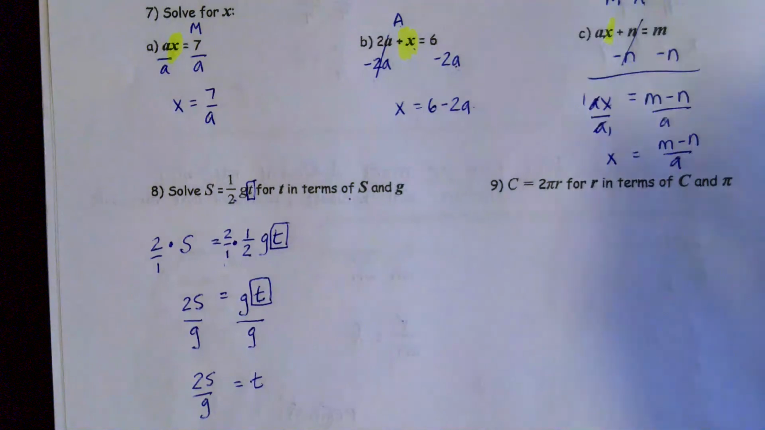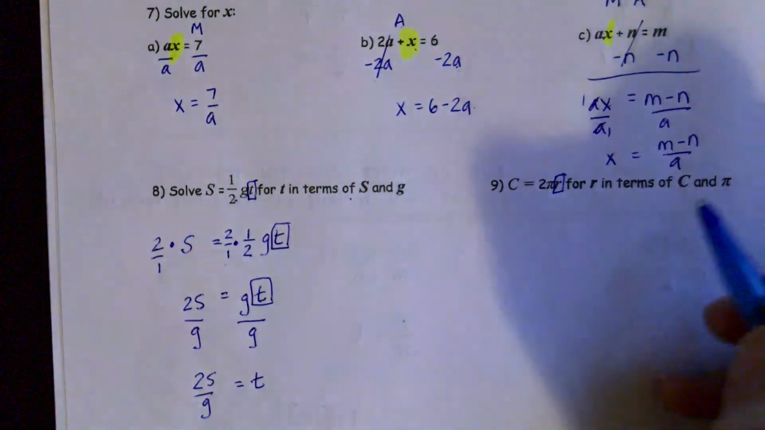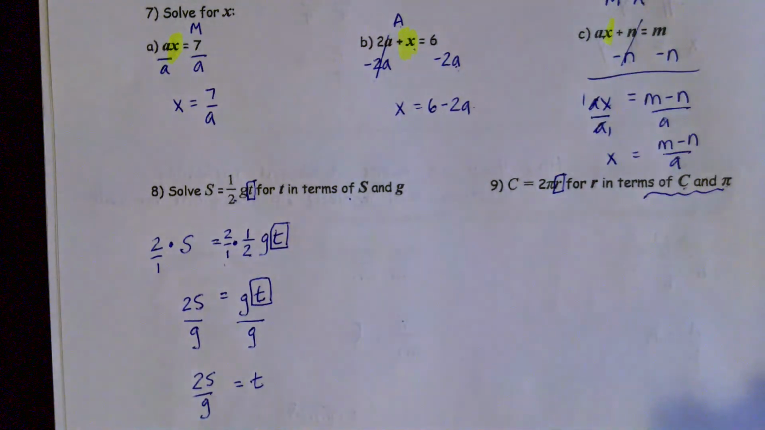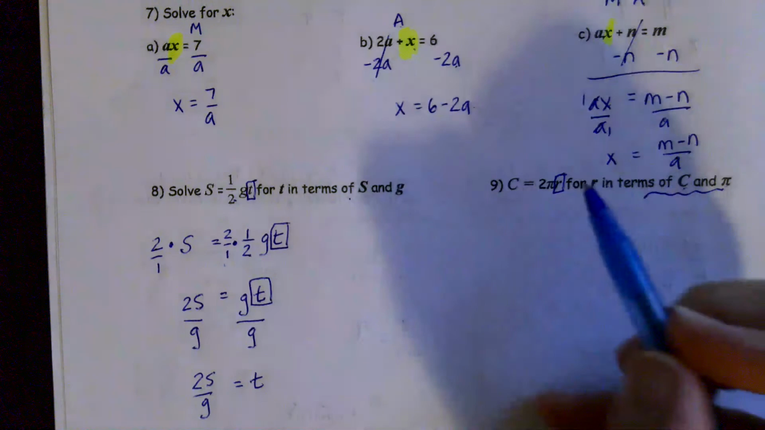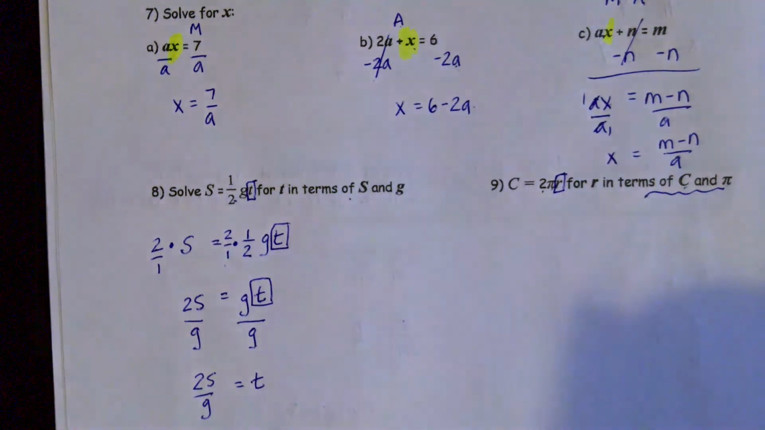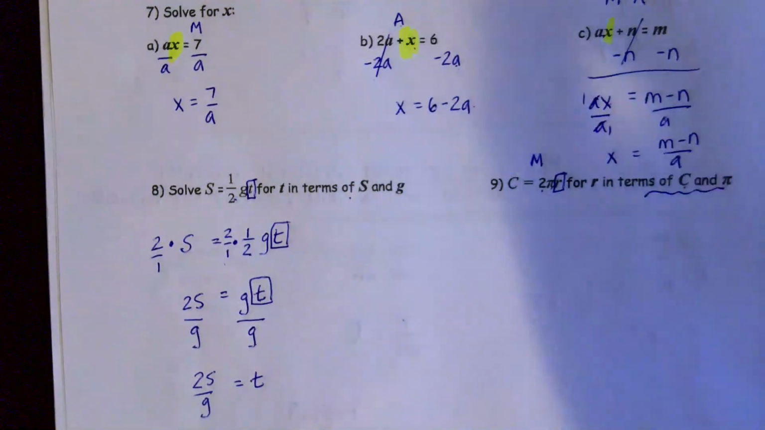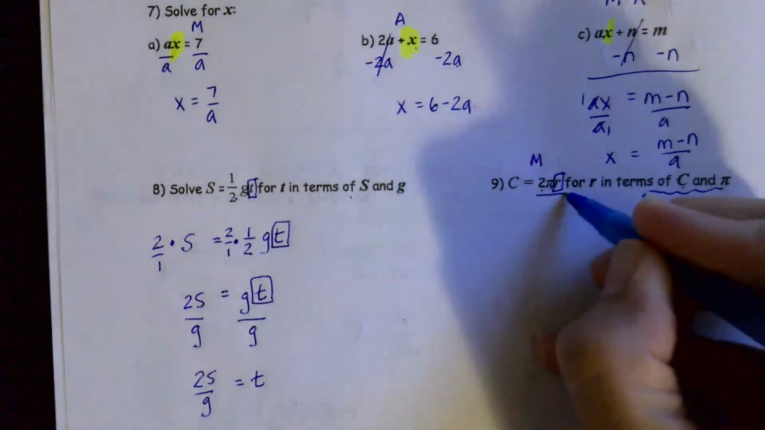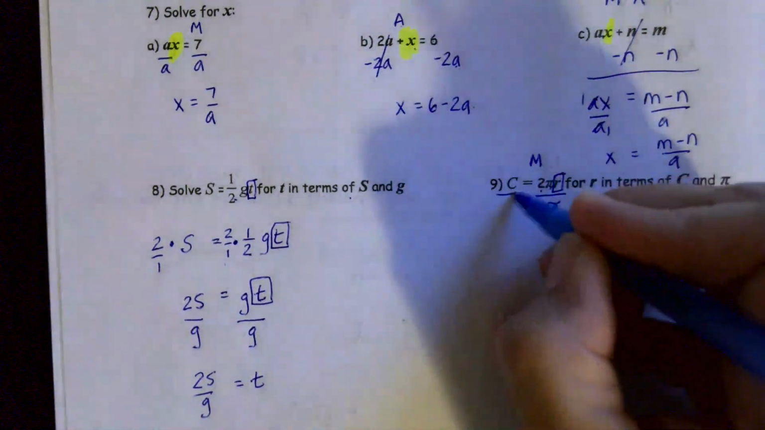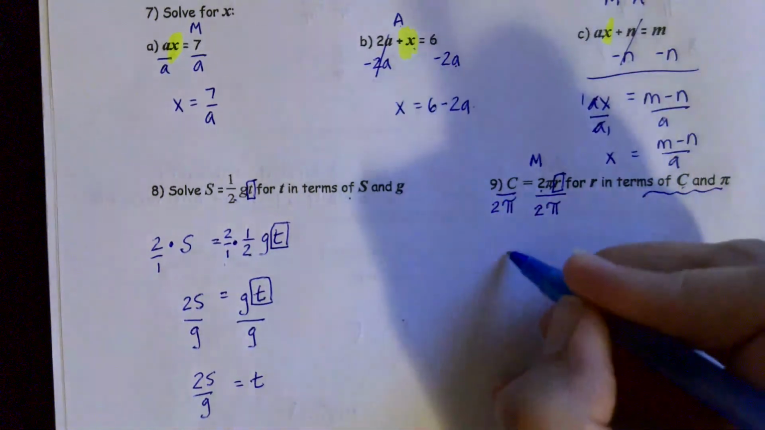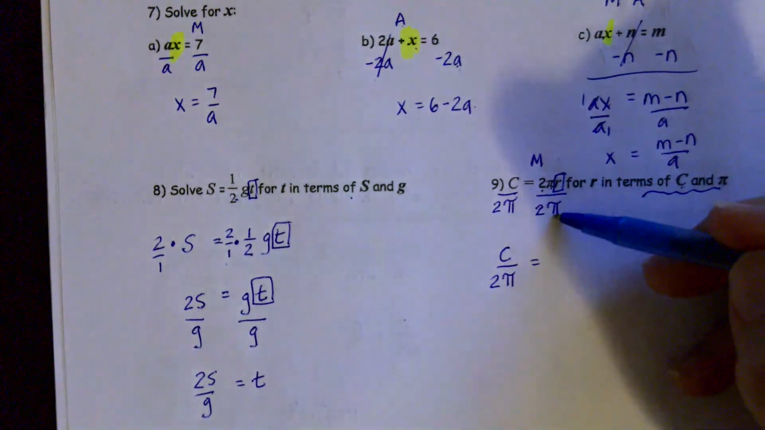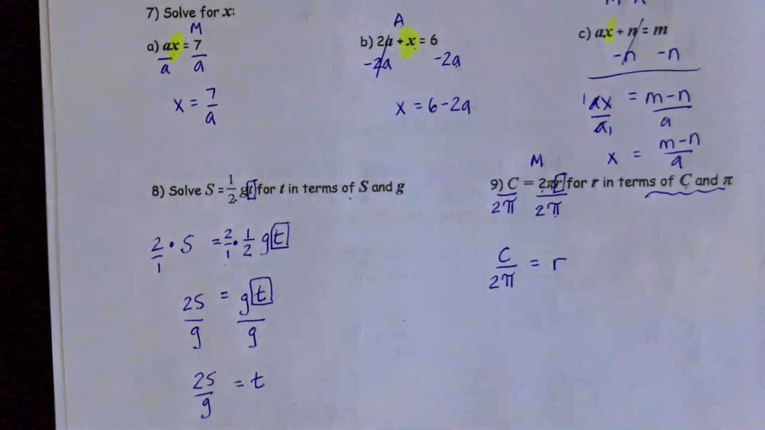The next one, how do I solve for r? So I'll box r in terms of c and pi. So I know c and pi are going to be in my final answer. Well, when I look at r, I notice that it's being multiplied by 2 and pi. So the opposite of multiplying something is dividing. Instead of multiplying by 2 pi, I'm going to divide by 2 pi. Whatever I do to one side, I'm going to do to the other. So I have c over 2 pi equals, well, 2 pi over 2 pi is 1, so equals r.